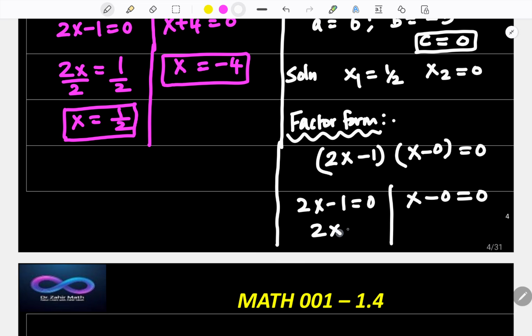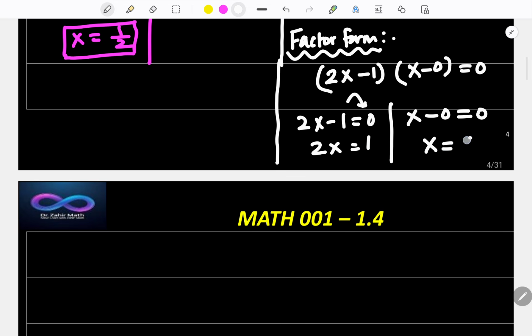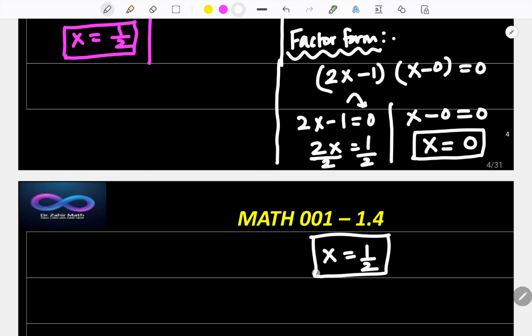So what happens? 2x is equal to, this one goes this side, right? And x equals 0. Of course, x minus 0 means x. So x is equal to 0. No need to do more steps here. So now divide by 2. So you're going to get x is equal to 1 over 2 and x is equal to what? 0. You no need to write one more time because I already wrote it. So you can just make an arrow mark here. This and this are your solution.